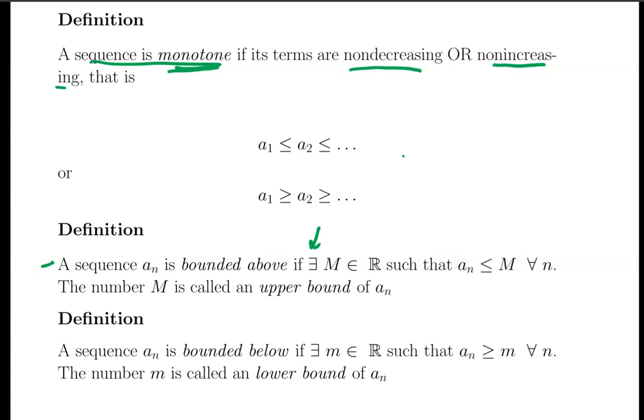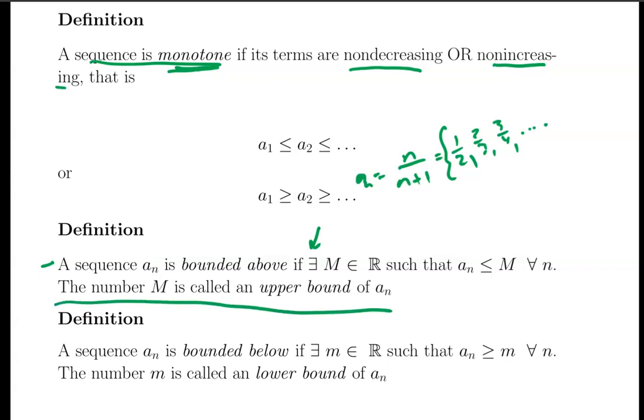So if we have n over n plus 1, if we write out the first few terms of that: when n is 1, this is a sub n, we get 1/2. When n is 2, we get 2/3. When n is 3, we get 3/4, etc. So what is an upper bound of this sequence? Think about that for a second. Or even better, how many upper bounds are there for this sequence? That's an even better question.